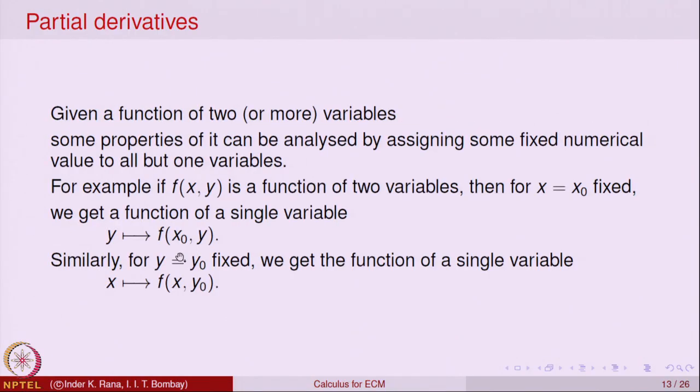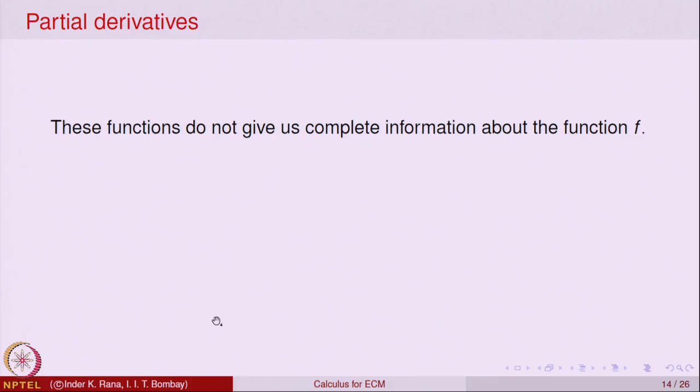They do not give complete information about the function, but they give a reasonable amount of information about the function. These functions normally are called the coordinate curves for the function, because in some sense you are fixing one of the coordinates x naught and let the other coordinate y vary. Similarly, one coordinate y is fixed at y naught and x is allowed to vary. So, these are called the coordinate curves. We will not be having much opportunity to use them, but anyway.